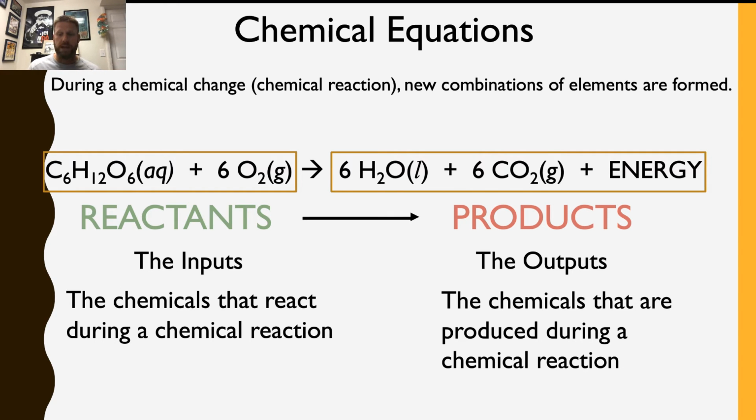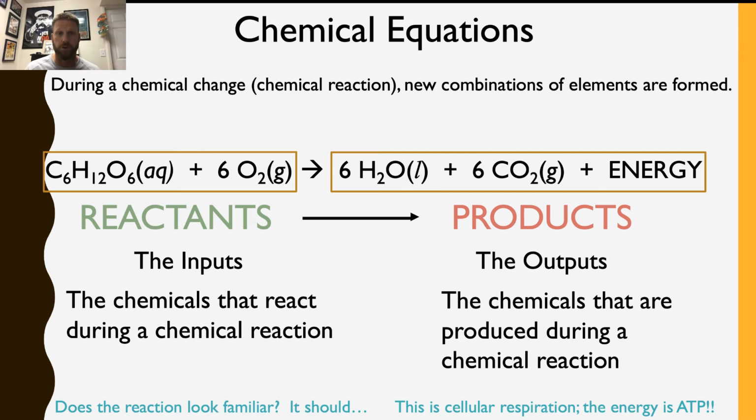You may recognize this chemical equation, and I really hope you do. It should look familiar to you. This is the chemical equation that represents cellular respiration. The energy we get as a product is actually in the form of ATP. ATP is the molecule used by cells to fuel all the different chemical reactions that occur inside of a cell. That energy in the form of ATP is produced during the reaction.